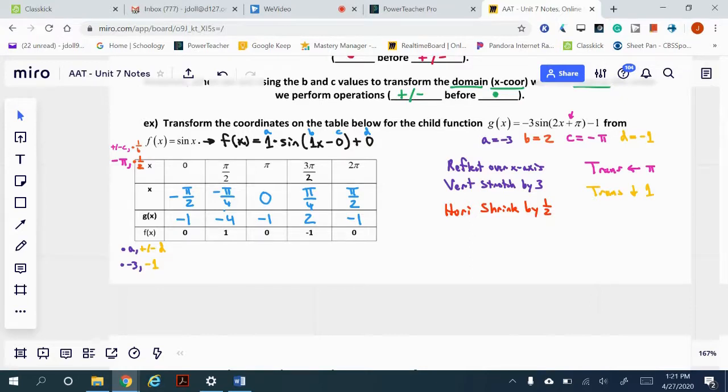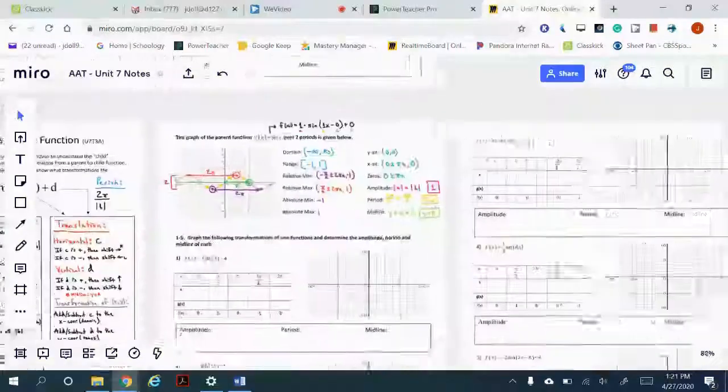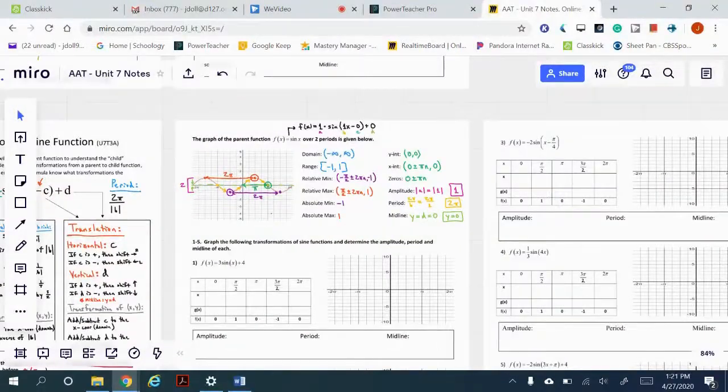All right, so in the next video, guys, we'll actually look at the parent function in a little more detail, and then look at some examples of how we actually go all the way from an equation to a table to a graph and the characteristics. We'll see you then.